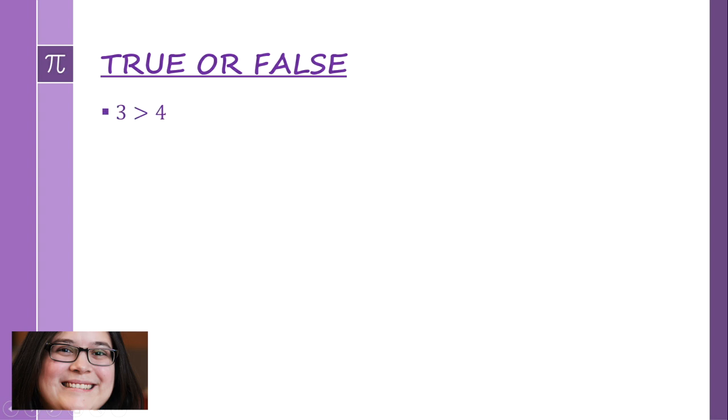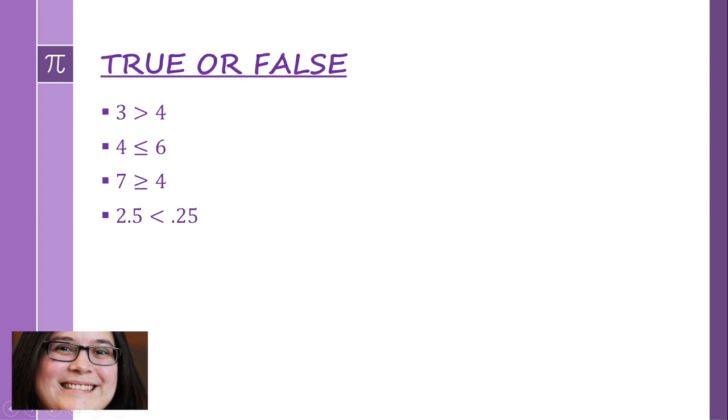So in the first one, we have 3 is greater than 4. Is this true? No, it is not true because 3 is a smaller number than 4. So this is false. The next one says 4 is less than or equal to 6. This is true because 4 is smaller than 6. We're good to go. In this one, 7 is greater than or equal to 4. This is true because 7 is bigger than 4. This one says 2.5 is less than 0.25. Although they look very similar, this is actually false because 2.5 is not smaller than 0.25. 2.5 is bigger than 0.25.